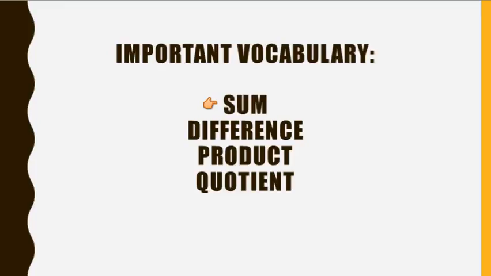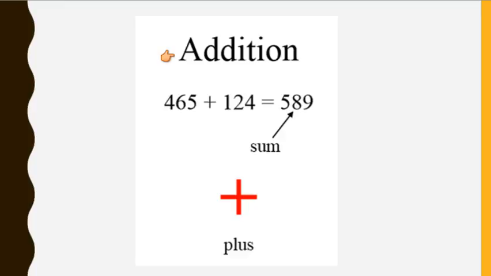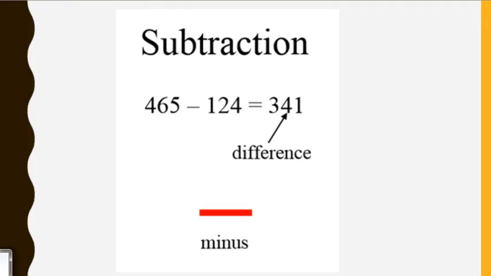So the first one is sum, the second one is difference, the third one is product, and the fourth one is quotient. Okay, so when you are adding numbers, your answer is called the sum. So if they ever ask you, what is the sum of these two numbers, that's your clue that you're going to add. Okay, so definitely you're going to want to know that word.